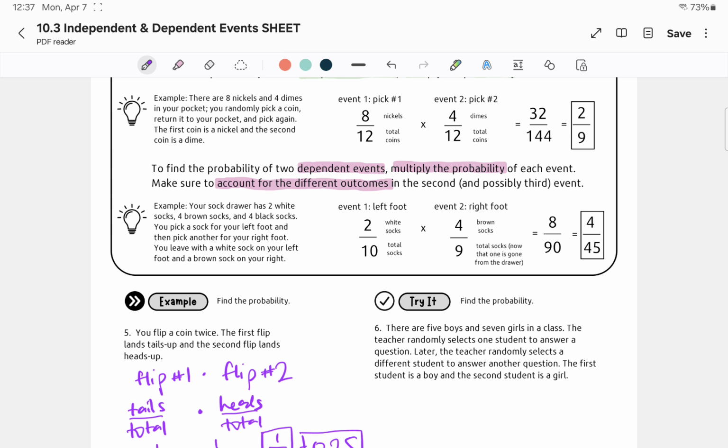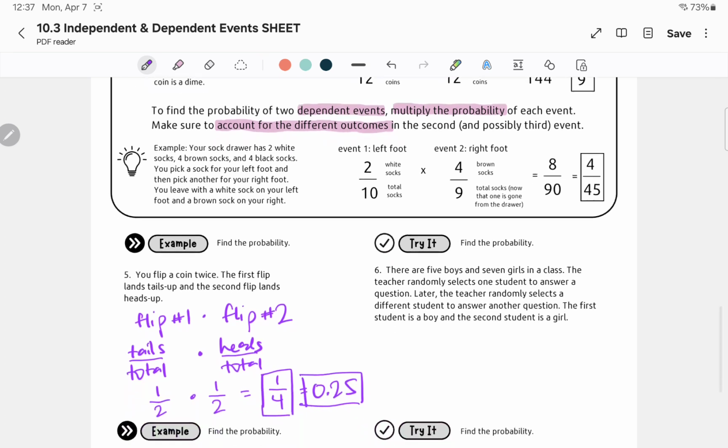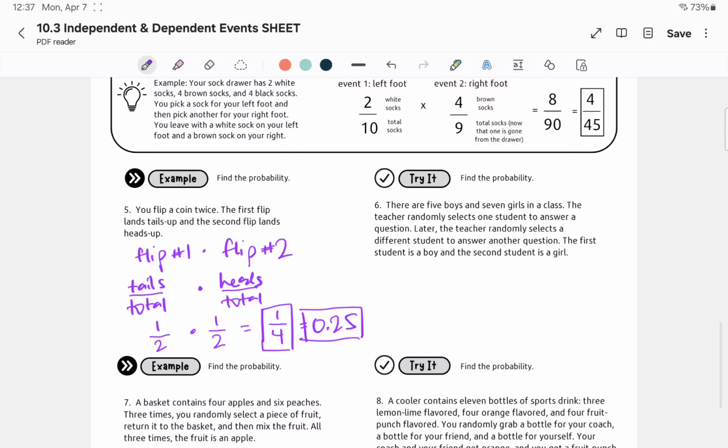So that means your first event, your left foot, was a white sock. So that would be 2. There's 2 out of a total of 10 socks. So you start with 2 out of 10. And then your right foot, what I mean by taking account for it is that it says brown socks. So your top is going to be 4 brown socks. But then the bottom, your total is now 9 because 1 is gone. 1 is now already on your left foot. So instead of 10, you have a total of 9, and then you're going to multiply. And so that's how you get your answer if it's dependent. So go ahead and try number 6. You can pause the video and try it on your own now.